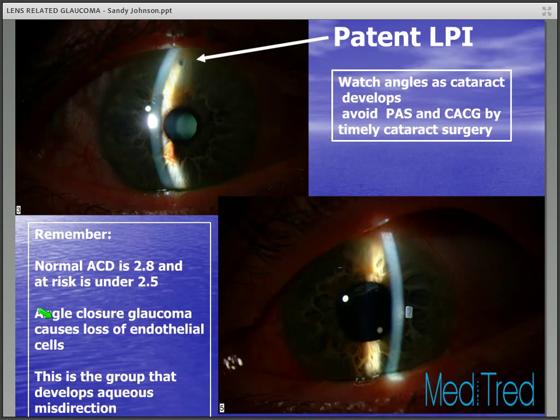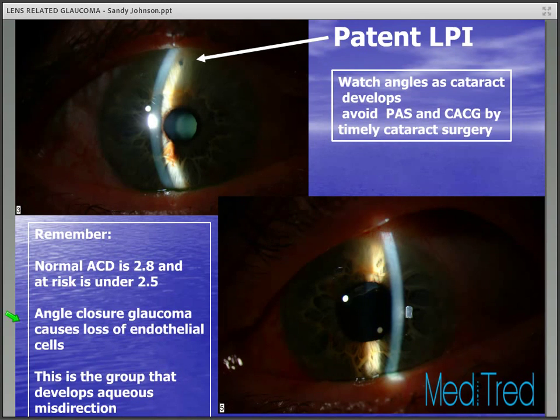So when you have patients that have cataract, right, so this patient obviously has some nuclear sclerosis, pretty shallow looking chamber despite a patent LPI. These are the patients that their gonioscopy needs to be followed so that it's caught early if they're developing PAS. And here's the same patient with a much deeper chamber once they have replaced their nuclear sclerotic lens with a pseudophakic lens. And, you know, things to remember when you measure patients, a normal ACD is about 2.8, and once you go under 2.5, you're at risk for angle closure.